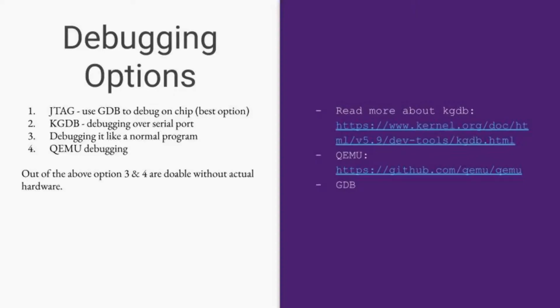If you want to learn more about KGDB, you can go to the kernel.org documentation. There is a long explanation about how to use it. It's under DevTools under the version of the kernel that you want to look at. QEMU is available on GitHub. You can compile your own QEMU with whatever options you want to enable. It supports many different architectures, so it often makes sense to compile your own QEMU. You'll find it on the official GitHub page, QEMU/QEMU, and there is a GDB debugger. So we're going to be using GDB to connect to the hardware and to debug it.